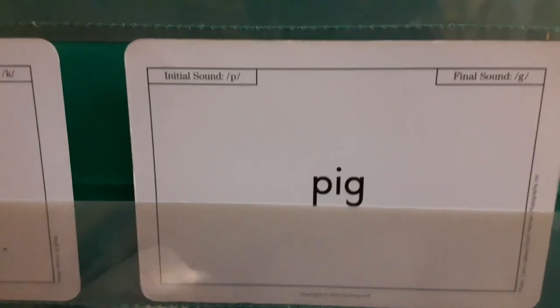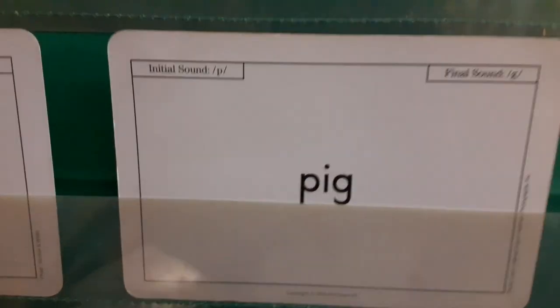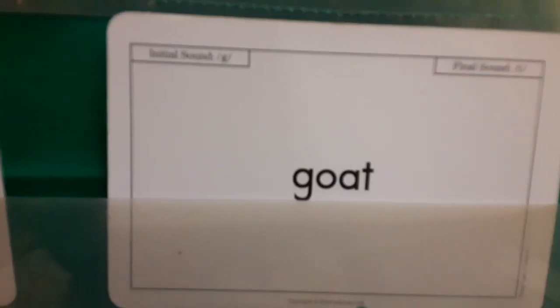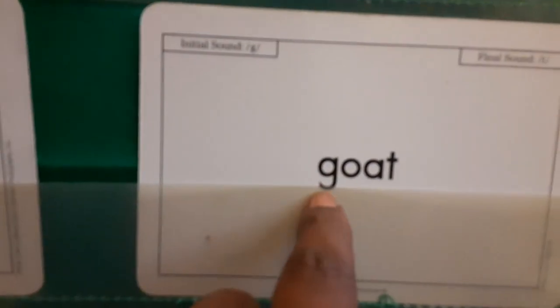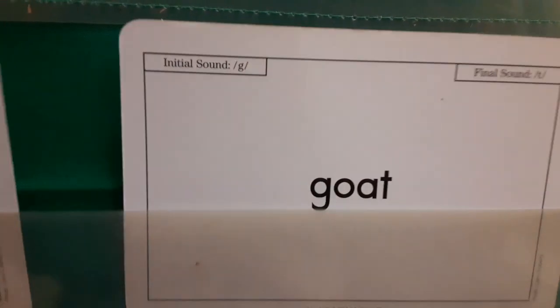Put your finger on the first letter of the word pig. What sound do you hear when we say pig? P sound. Good work. Go to the next card. Put your finger on the first letter of the word goat. What sound do you hear when you say goat? G, G, G. G. All right.